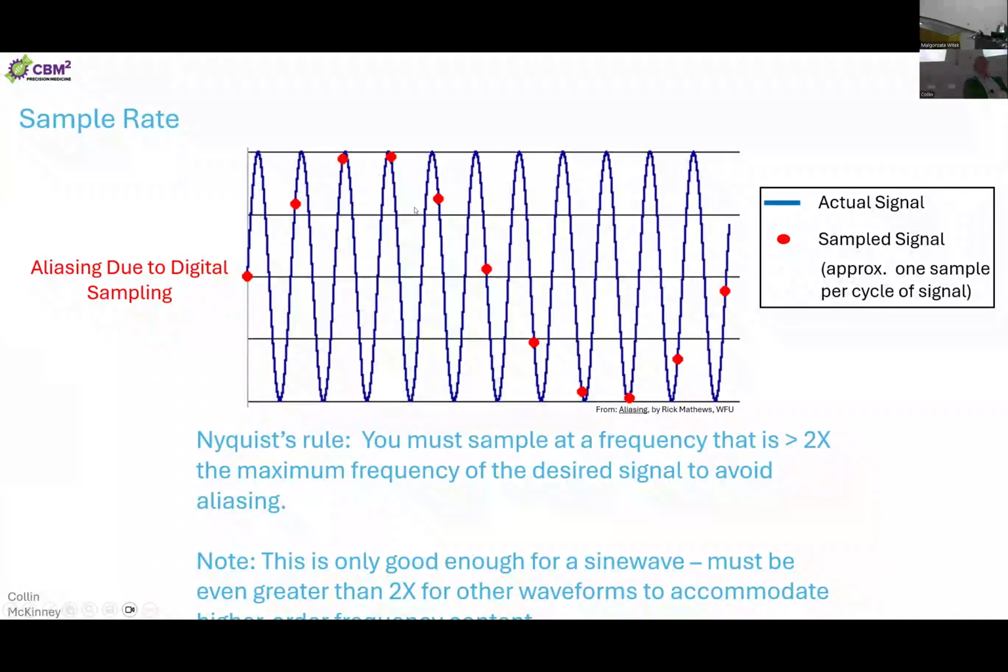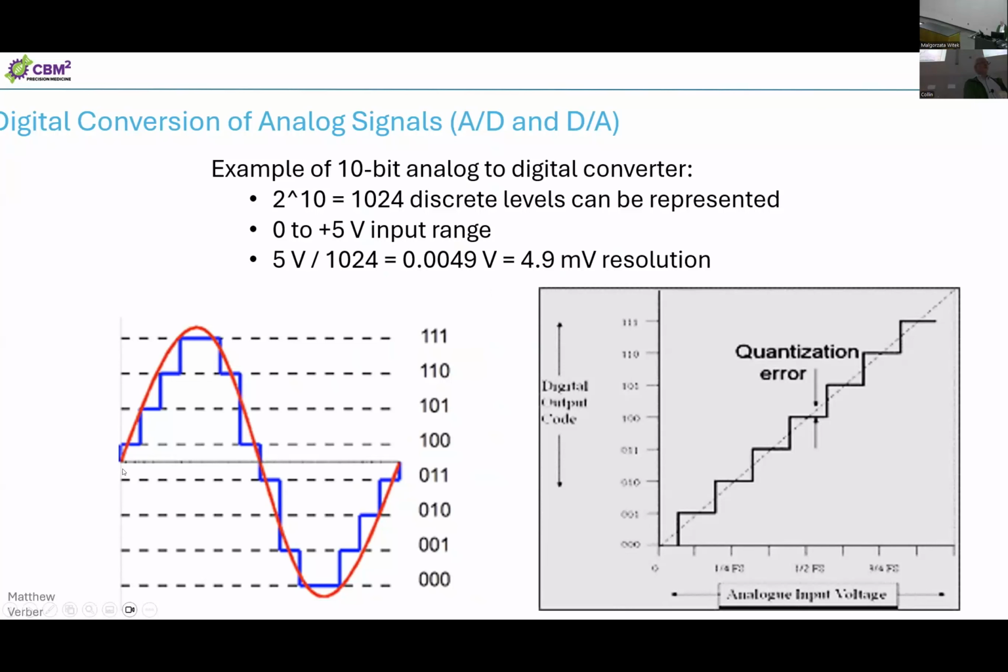Now back to these little stair steps like we saw in the sine wave here. When we convert with an analog to digital converter, when we convert that continuously changing analog voltage into a digital voltage, we convert it as stair steps, and the resolution of our voltage conversion is based on those stair steps. Those stair steps are defined by the bit depth of your analog to digital converter. So, for example, if we had a 10-bit analog to digital converter, that means there are 2 to the power of 10, or 1024, discrete levels that can be represented.